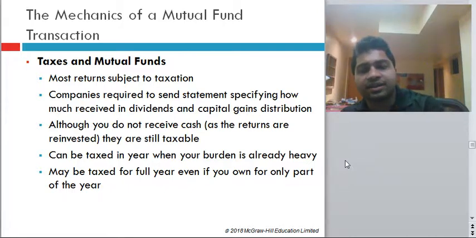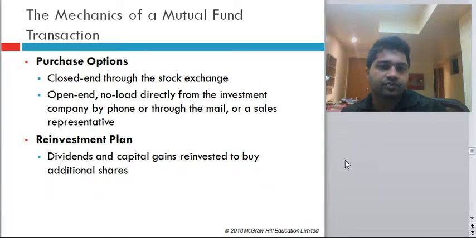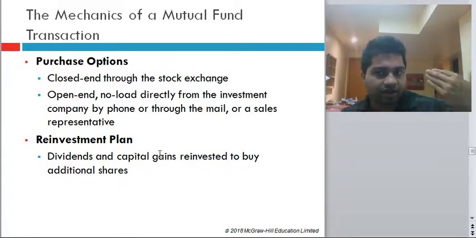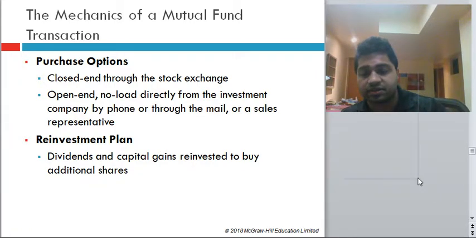For example, if I buy in December, I'll be taxed for whatever has happened in the mutual fund before my buying. That's an issue. Purchase options: closed-ended funds you can buy through stock exchanges, open-ended no-load funds directly from the investment company by phone, email, or internet, or you can buy through a sales representative. Reinvestment plans: the dividends and capital gains that they pay you are not actually paid into your account, but are reinvested in the mutual fund.